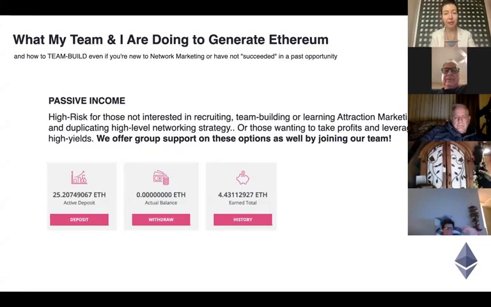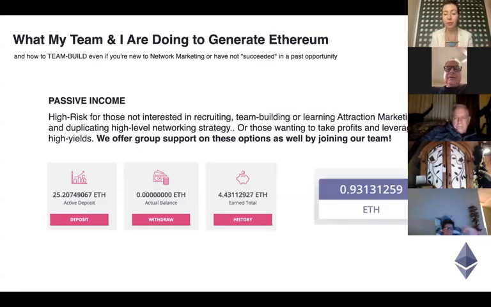So that's the passive option, where he's putting in Ethereum and generating Ethereum, a percentage daily. This was my account in the other program. I made 0.93131259 ETH in just, I think, 3 or 4 days with the amount of ETH that I had in there. I was able to withdraw that amount of Ethereum, almost 1 Ethereum, immediately.